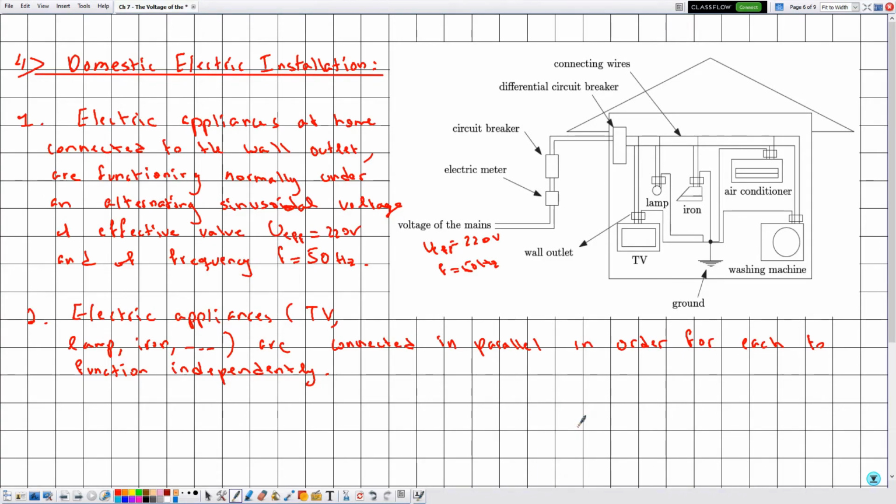In order for each to function independently, the functioning of each of these electric components is independent of the other. This house may consist of several rooms, and if we switch off the lamp in one of the rooms, the lamp in another room will not turn off. In another room we can switch the lamp on, so the functioning of a lamp in one room will not affect the functioning of another lamp in another room. By this we mean that the functioning is independent.